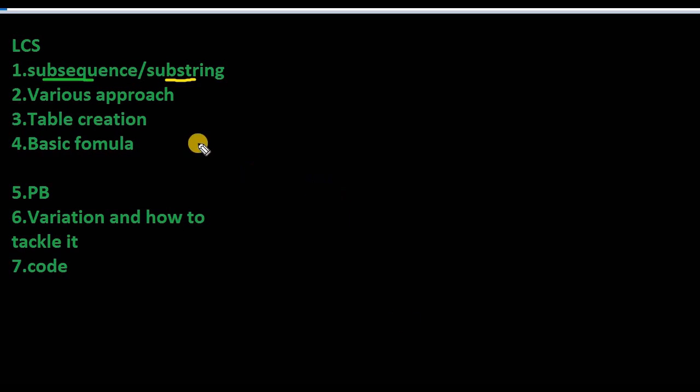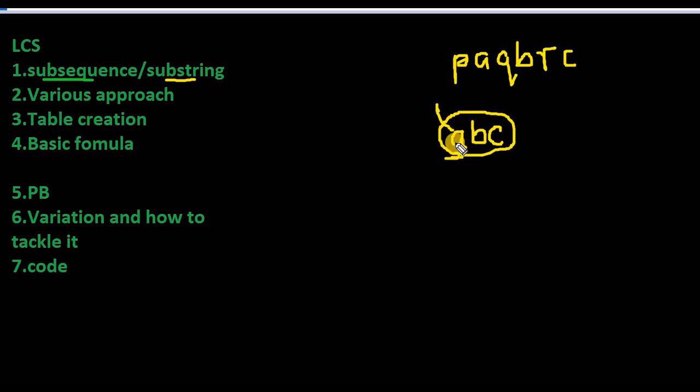Okay, so let's start. What is the basic subsequence and substring? Let me take an example. Let's go with PA, QB, and RC. This is the first string, and let's say the second string is ABC. In this case, the longest common substring will be only one case, because we will check if the whole ABC is present in this particular case. This will be the problem of substring, because we are checking the whole string.